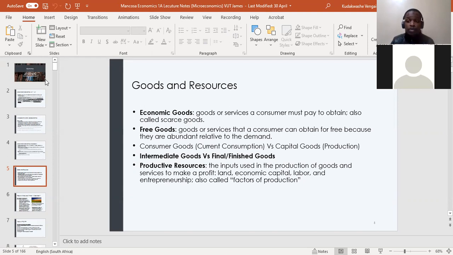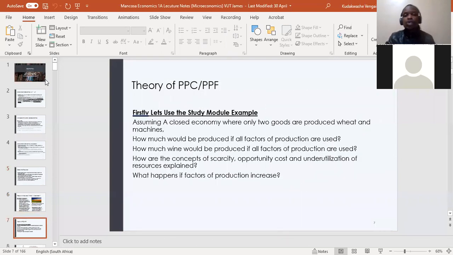Maybe you might ask me, what is a television? A television is a consumer good. Why? Because you're going to consume it. You might not finish it, so it is a durable good, but it is still a consumer good because you're going to consume it there and then. But a capital good, you're going to use it for the production of other goods. So I think we are done with those specific terms.